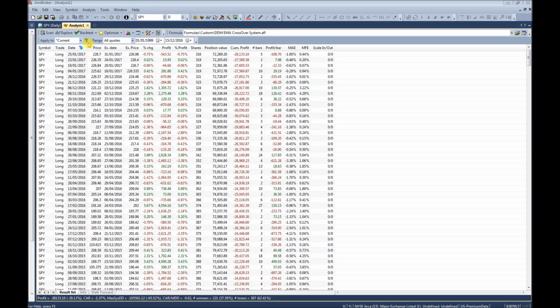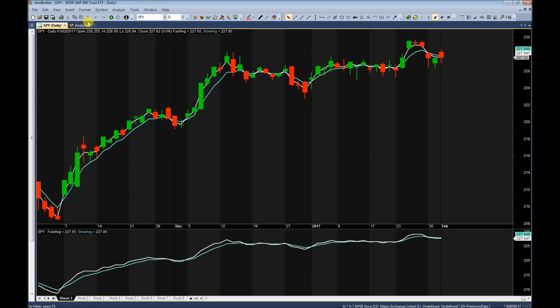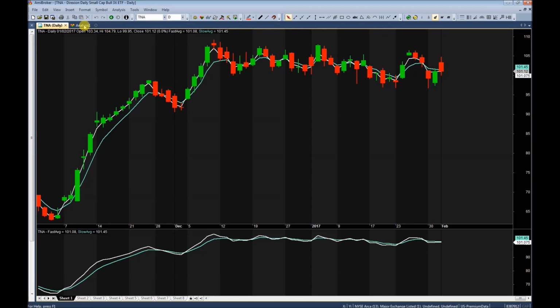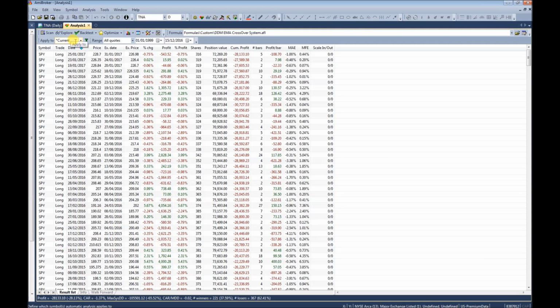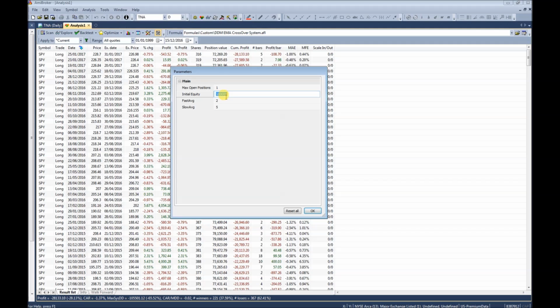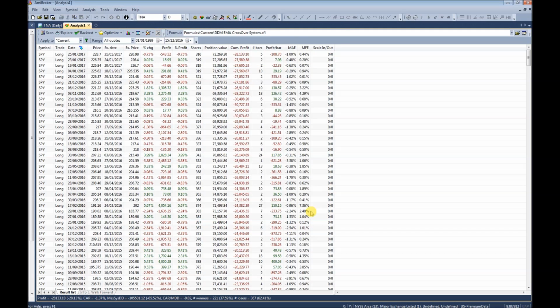So what we're going to do is use the same process, and we're going to look at some individual symbols, and then we're going to look at a portfolio of symbols. Okay, so here are some of the symbols that I know Sam was trading. We've got TNA. So here's the TNA chart. Let's run the same analysis on the TNA chart. We're going to look at the current symbol. We're going to look at all quotes, so these dates don't matter. But instead, I think Sam was looking at using $5,000 and trading one position at a time. So let's see what that looks like.